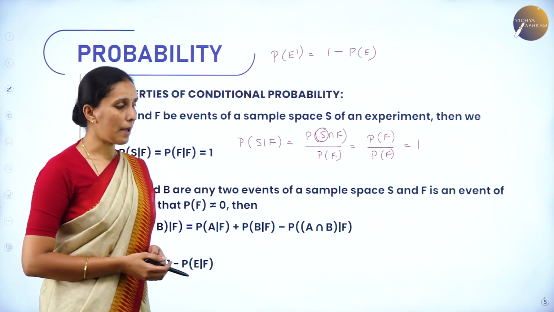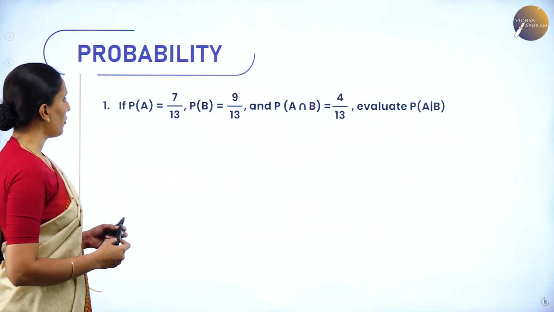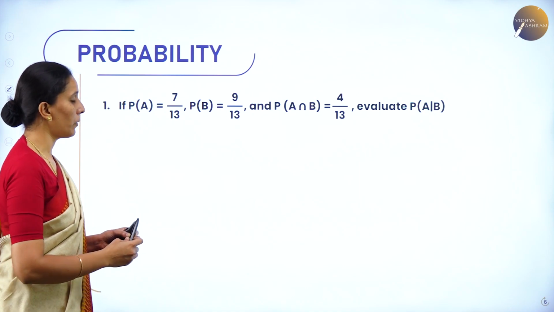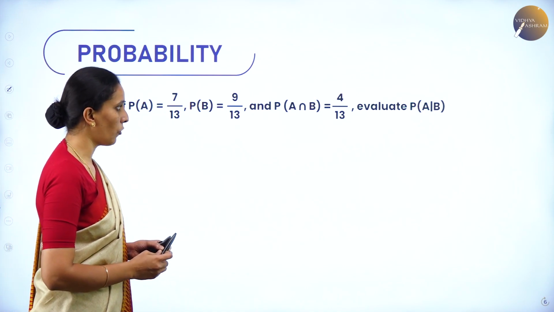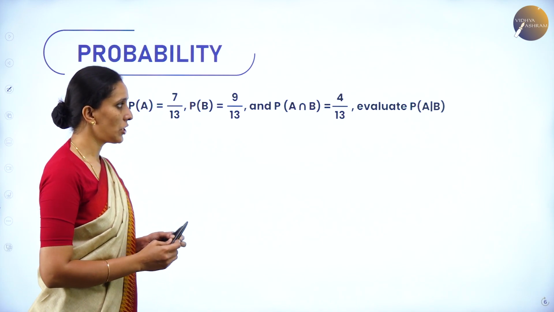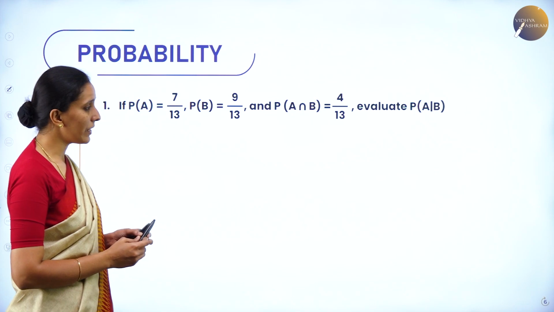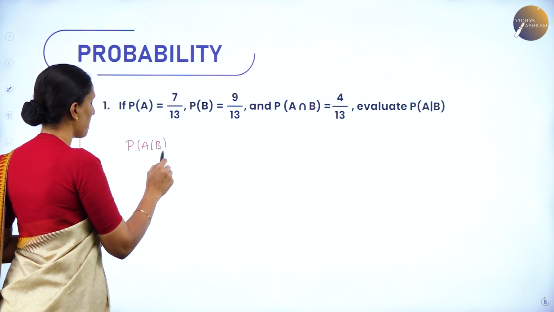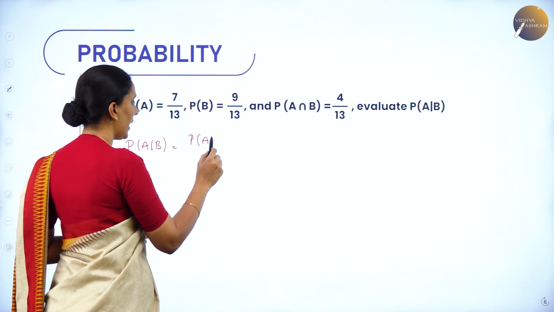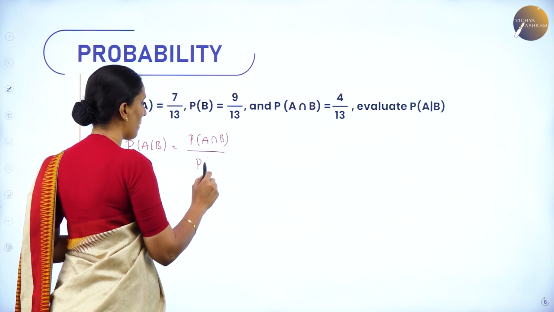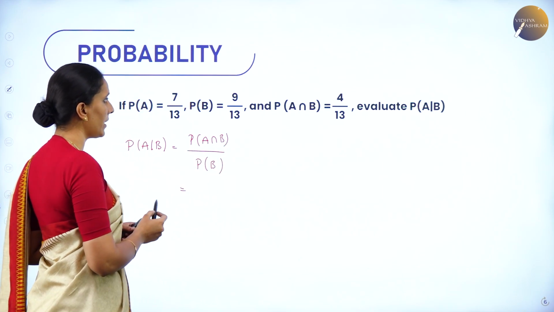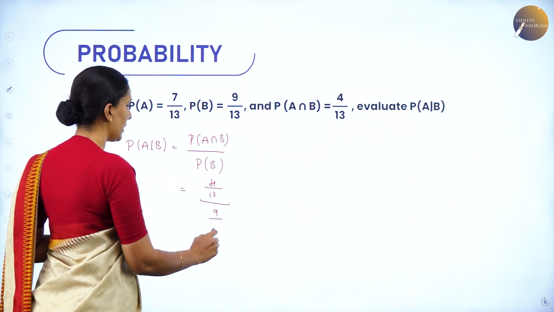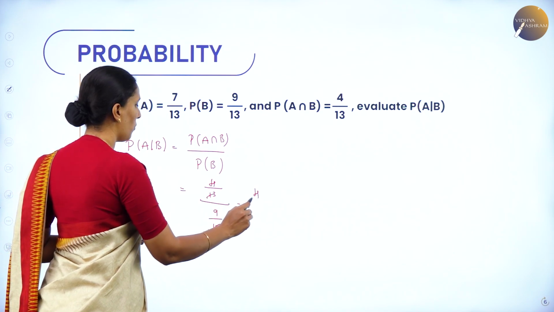So now let us take few examples. If probability of A is equal to 7 by 13, probability of B is equal to 9 by 13 and probability of A intersection B is equal to 4 by 13, evaluate the conditional probability of A given that B has already happened. So P of A given B is equal to probability of A intersection B divided by probability of B. So A intersection B is given as 4 by 13 and probability of B is given as 9 by 13. So the value is equal to 4 by 9.